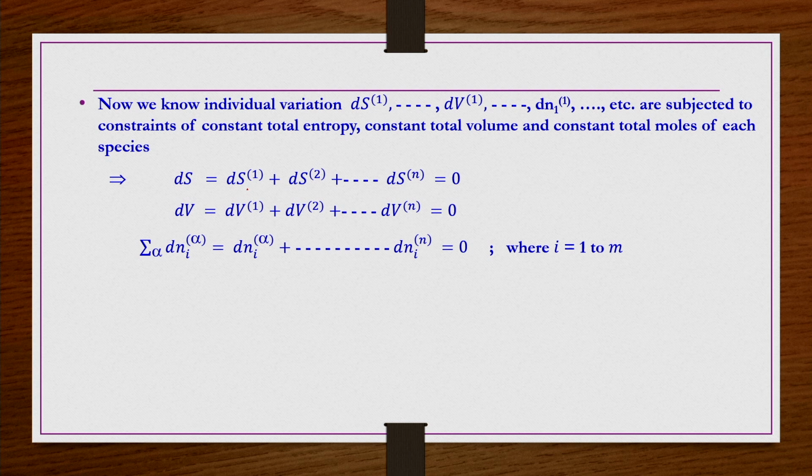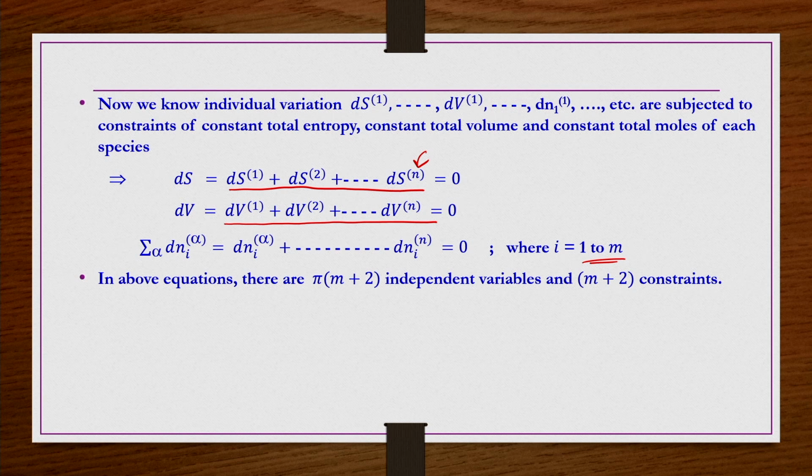And then dS is nothing but dS1 plus dS2 plus dS3 and so on, up to dSn, the superscript n again for the number of phases. So, that should be equal to 0. Similarly, for V, dV is nothing but dV1 plus dV2 and so on, up to dVn, which should be equal to 0. Similarly, sigma dni alpha should be equal to 0, so dni1 plus dni2 and so on, up to dni m should be equal to 0, and this i stands for 1 to m number of components, right.